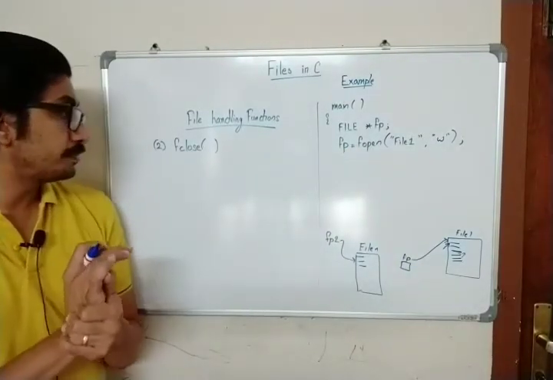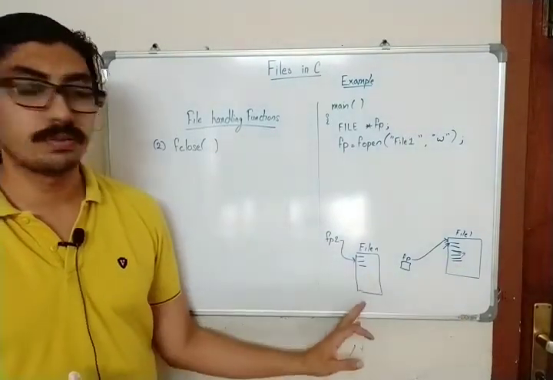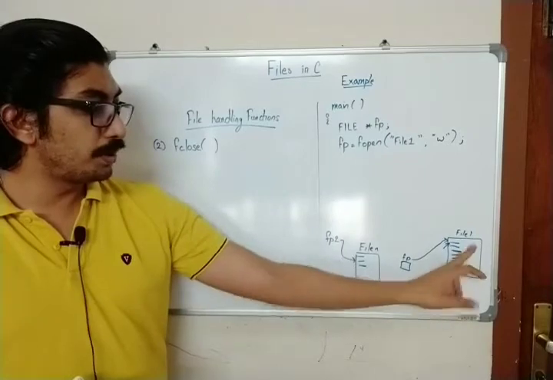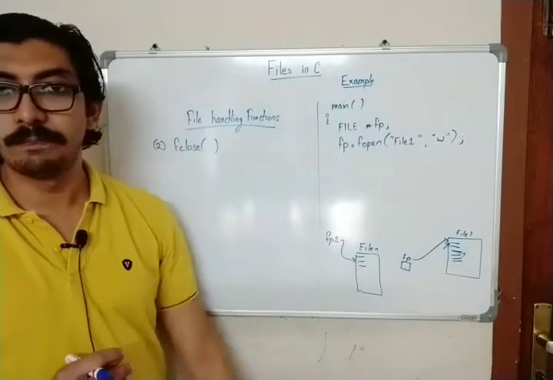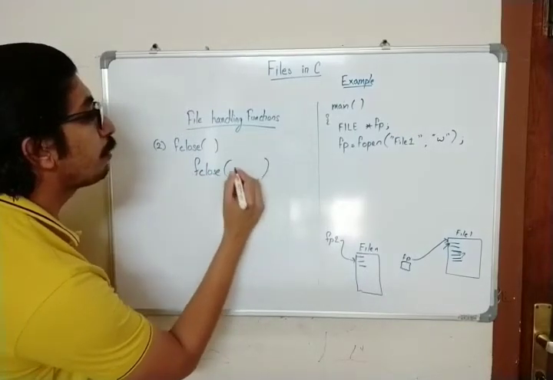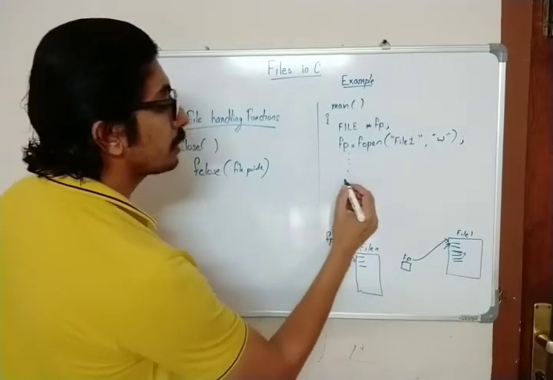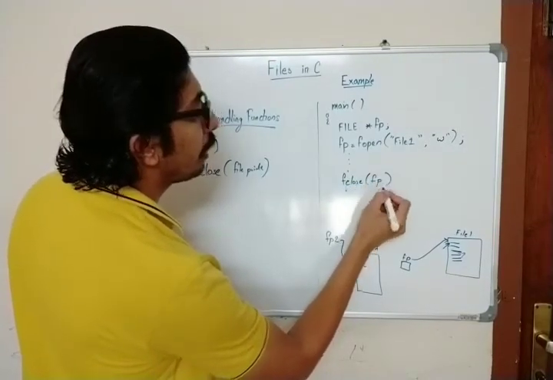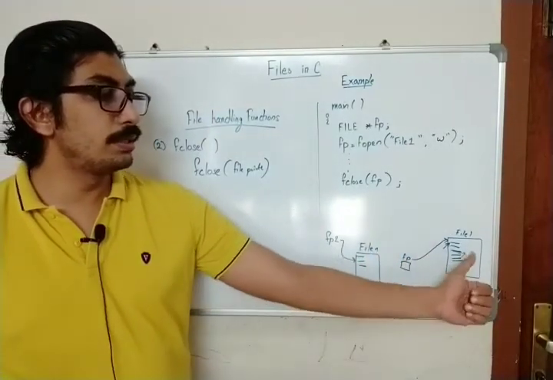Now it also has one parameter. Think of a scenario where you have multiple files open. You have file 1 as well as file n in open status. FP is pointing to file 1 and FP2 is pointing to file n. My aim is to close file 1. So how can I make the compiler understand? I will say fclose followed by the file pointer. So if I say fclose of FP, denoting the file pointer, the system will understand that it is meant to close file 1.